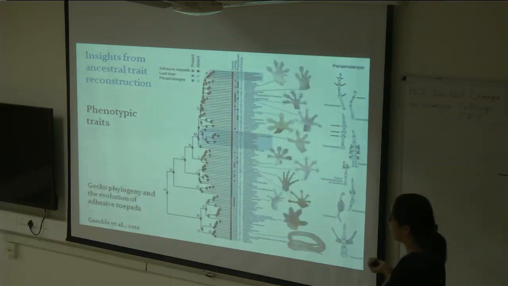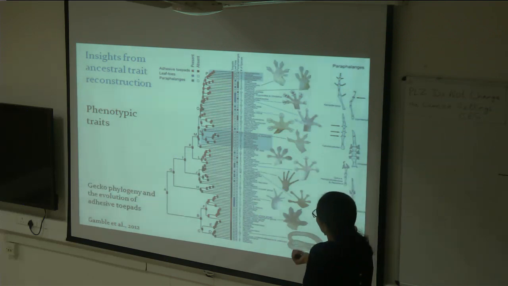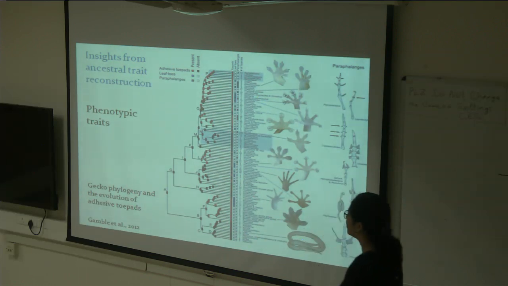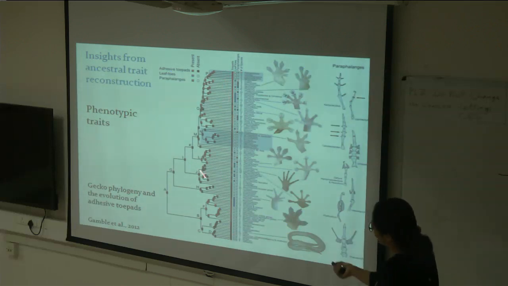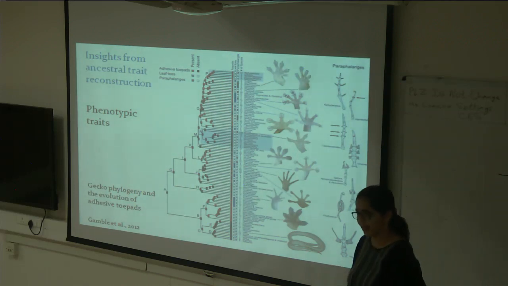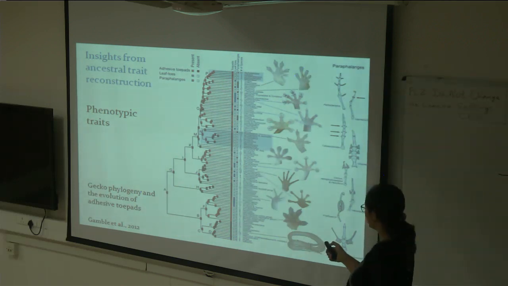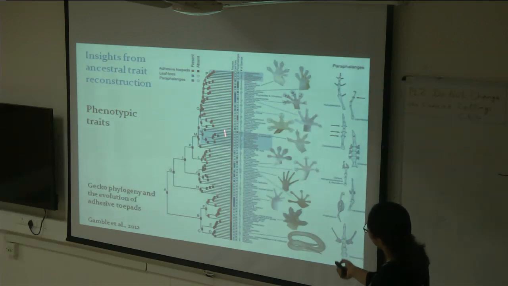Here is an example of geckos, and they were interested in trying to understand this phenotypic trait, a morphological trait: how the adhesive toe pads have evolved in this particular clade of geckos. This is a genus-level phylogeny. And then again you have data for the tips, and your aim is to reconstruct the tree showing how the adhesive toe pads are an ancestral character, and the other types of toe pads are derived. So they have mapped those.